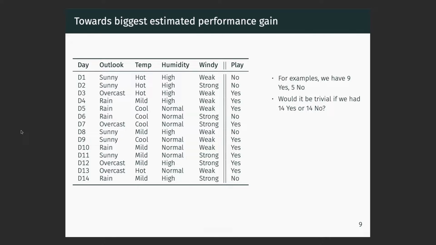Do you even need a tree if the prediction is always yes or always no? It's a trivial decision, right? You would then always say that I will always play tennis or I will never play tennis. So what we're saying is that 9 yes and 5 no is a harder problem to classify compared to 14 yes or 14 no. So this is going to be one key intuition.